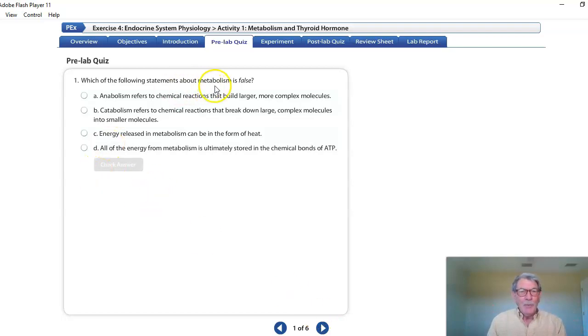Which of the following statements about metabolism is false? Anabolism, reactions that build larger, more complex molecules. That's exactly what anabolism is. Catabolism breaks them down. That's obviously true. Energy released in metabolism can be in the form of heat. Absolutely. As a matter of fact, the majority of it is released as heat. All the energy from metabolism ultimately stored in chemical bonds of ATP. No, a lot of it's released as heat. Only about 25% of that metabolic power actually goes into ATP molecules. So if we say that one's wrong and check the answer, we'll be right.